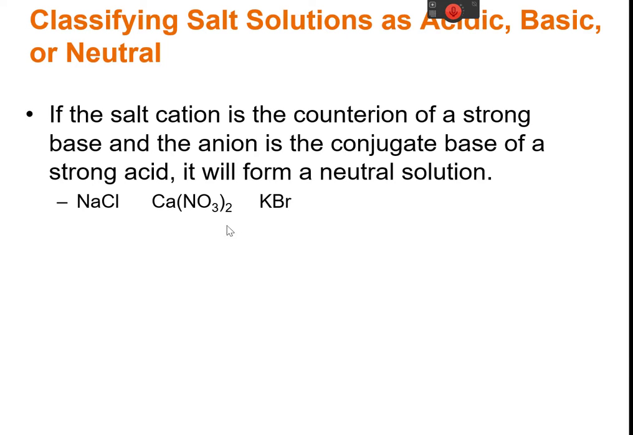If you look through these other two examples, I'm not going to go through these in the same detail, but you would find the same thing. We have counter ions of strong acids and strong bases put together. Those will be neutral solutions.